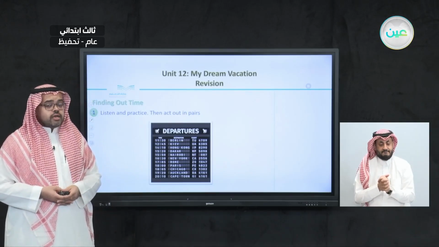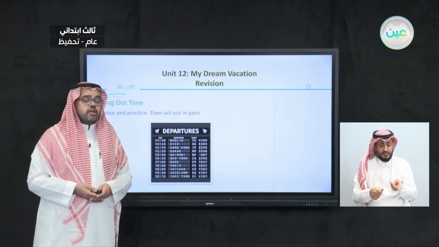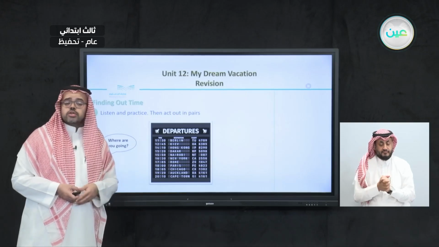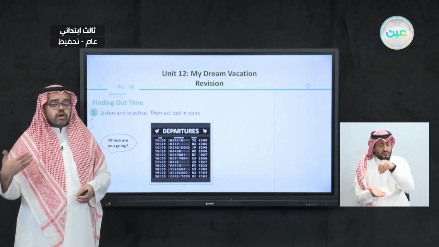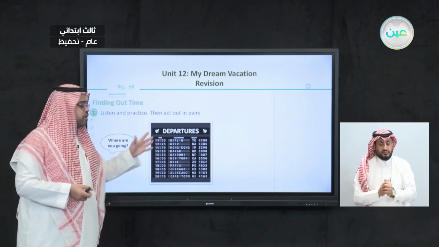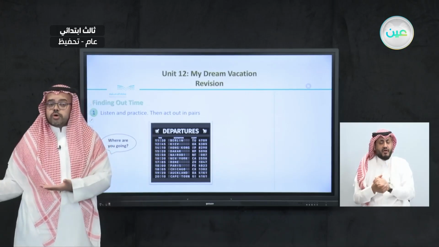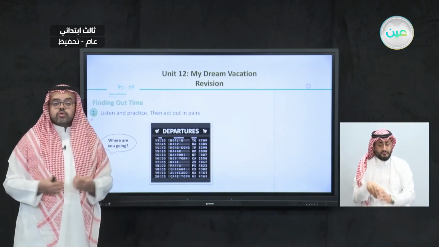So now let's read again and remind ourselves of the first question that we practiced last time. The first question we have is, where are you going? Where are you going? Usually we use this question if we want to know from the other partner the place he or she is going to. So if we are standing in front of a flight board and I want to know where my partner is going, I will use this question, where are you going?